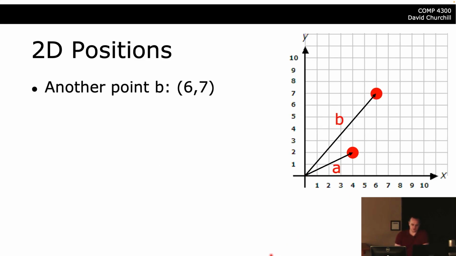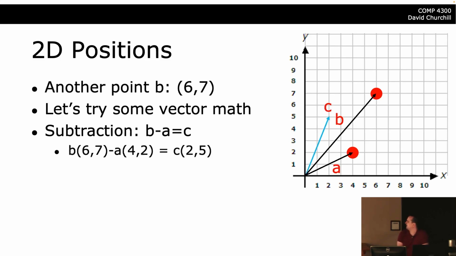Let's say that we have another point at 6, 7. Let's draw that vector as well. And let's do some vector math, okay? So let's take B minus A. What do we get? We get C. And so what we do in order to subtract 2 vectors is just do element by element subtraction. So we take B's X value, which was 6. We subtract 4, we get 2. We'll take B's Y value, which was 7, we subtract A's Y value, which was 2, and we get 5. And what we're left with is this C.